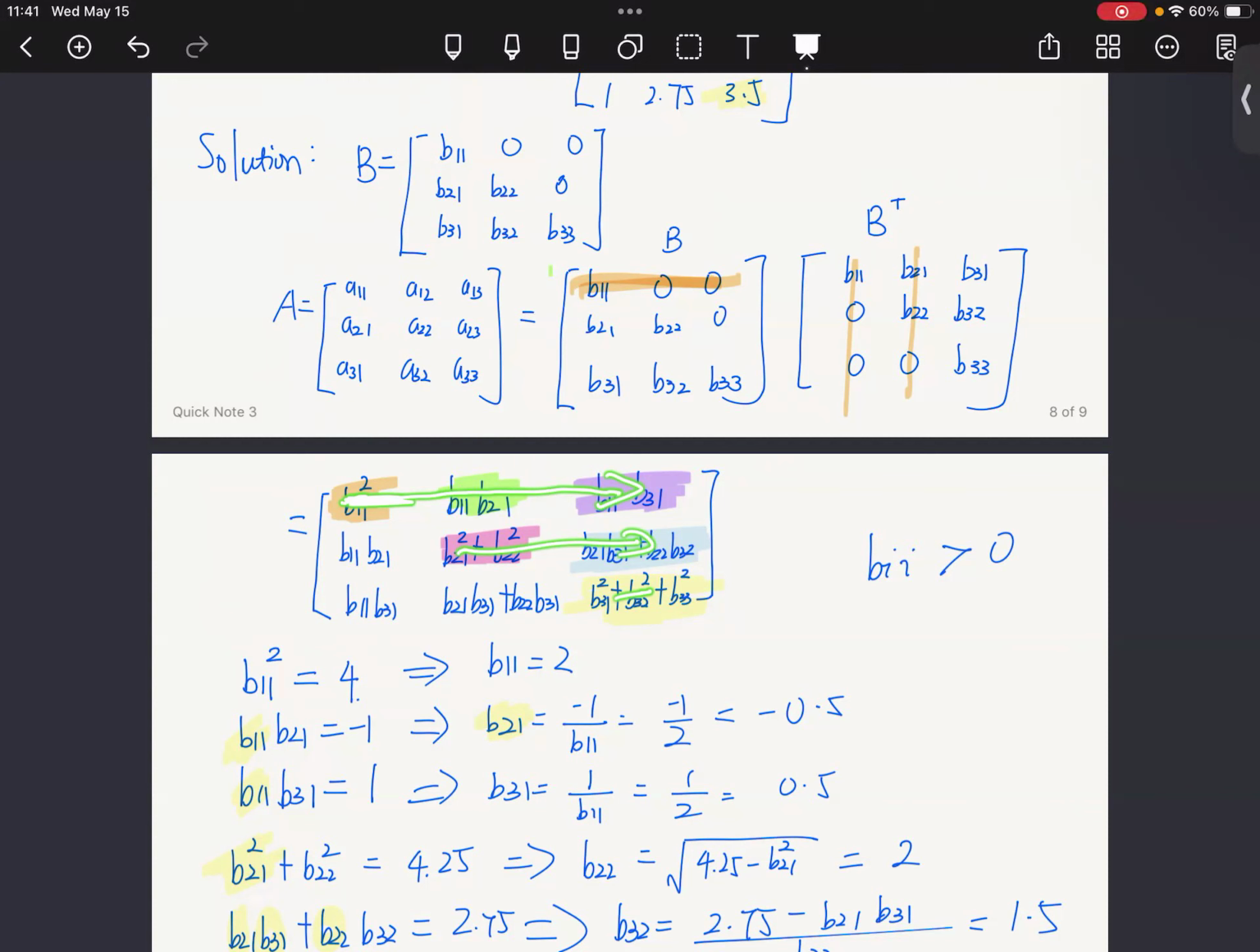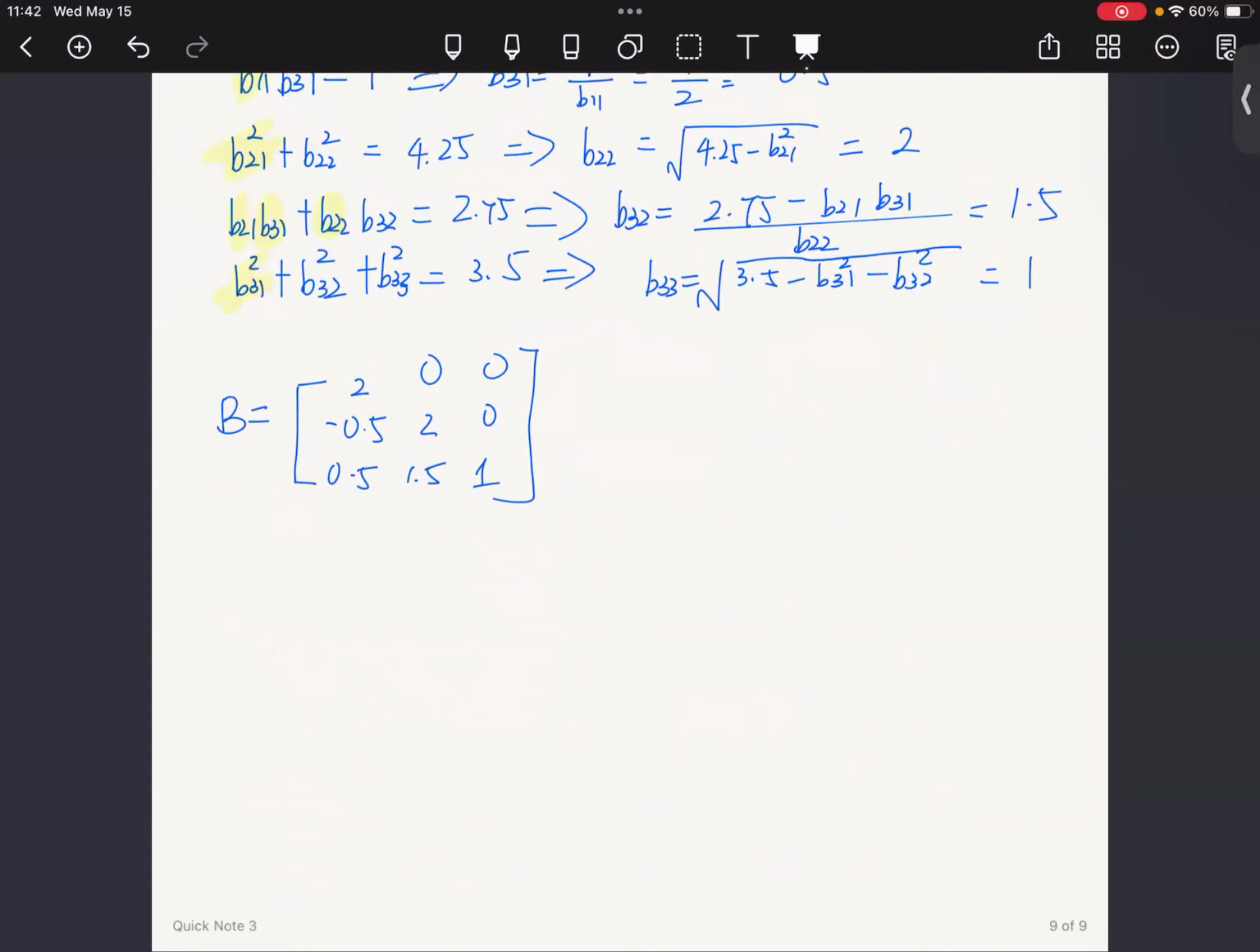So you can follow either this direction to write down all the equations, or follow this direction to write down all the equations here. And this is the thing. And so I'm going to show you some things very quickly.